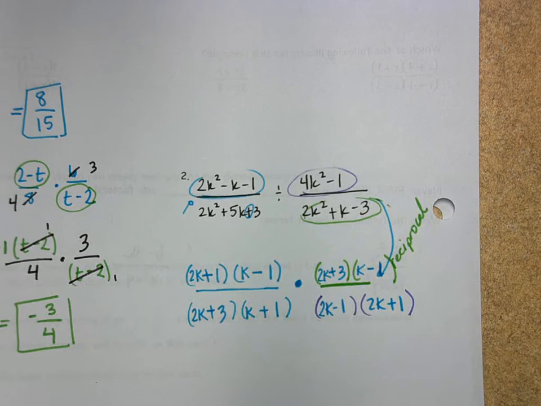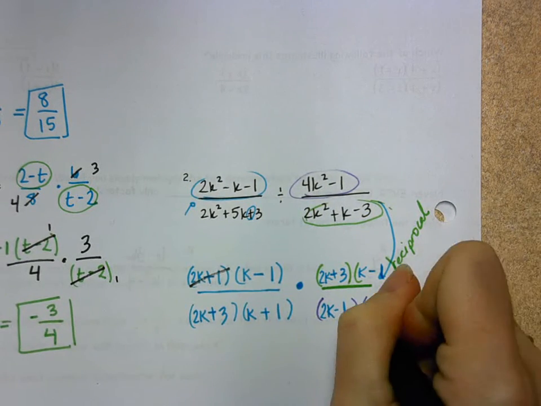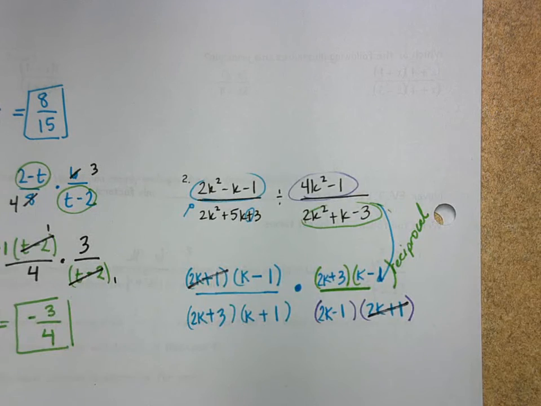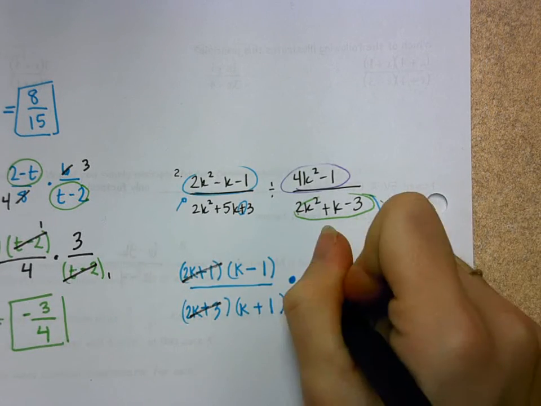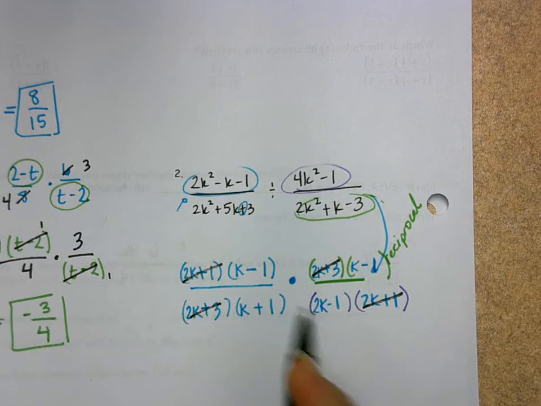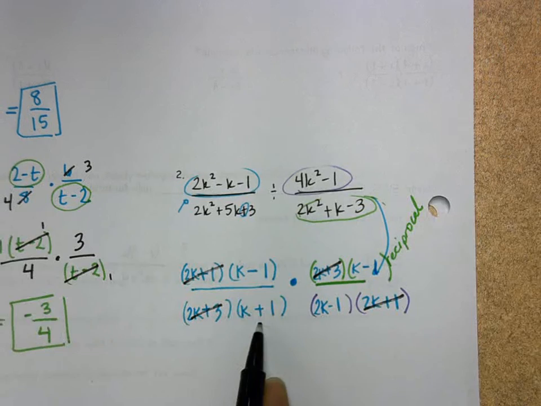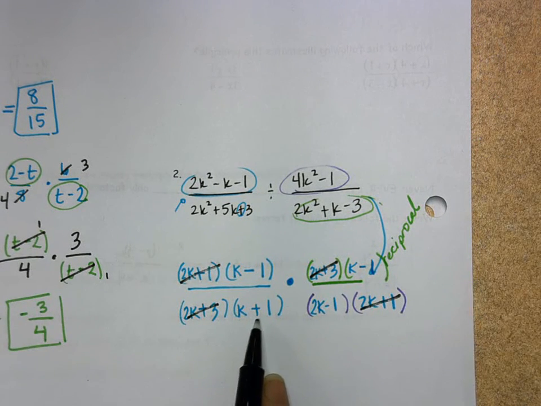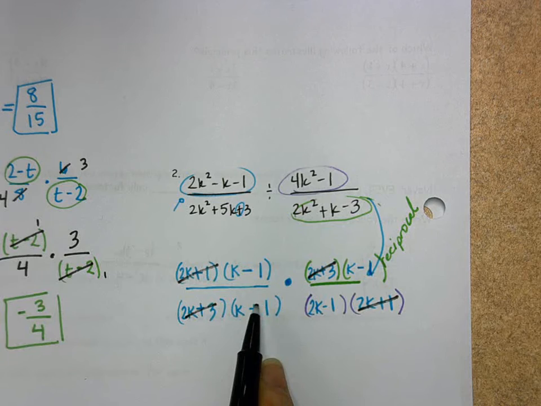So right away here I see a 2k plus 1 and a 2k plus 1. I see a 2k plus 3 and a 2k plus 3. I don't see a k minus 1 here, and I don't see it here, so I cannot cancel that one. This k minus 1 is here, but it's not over here, so I cannot cancel that.